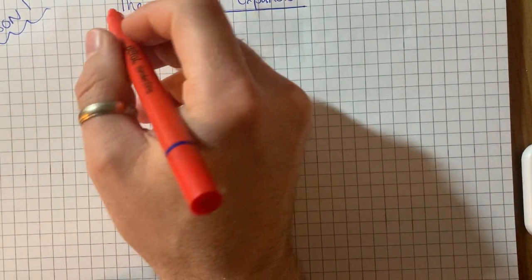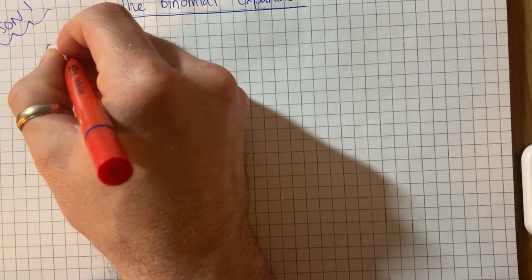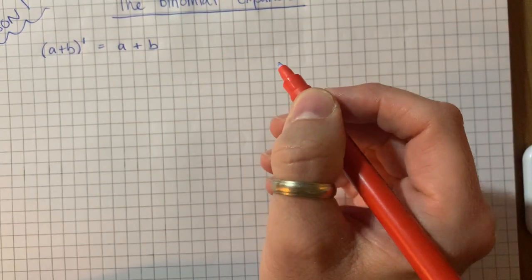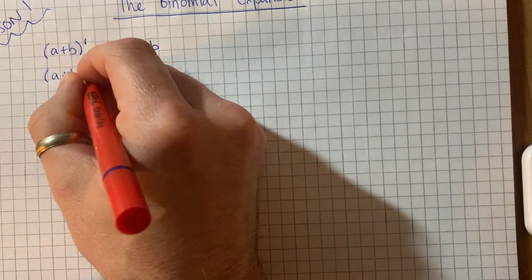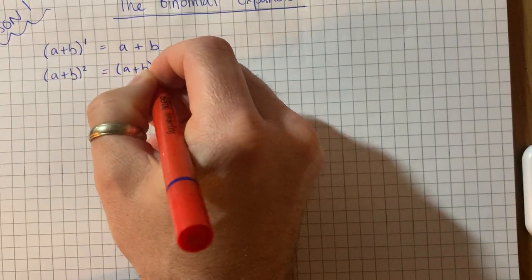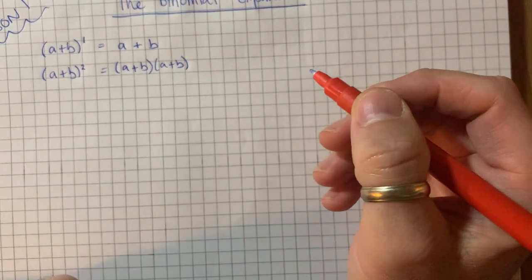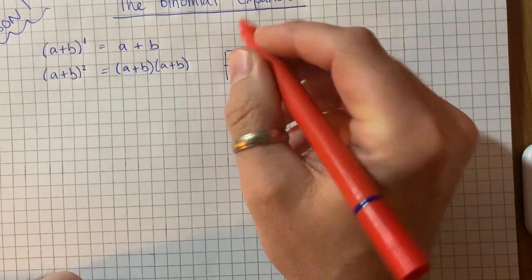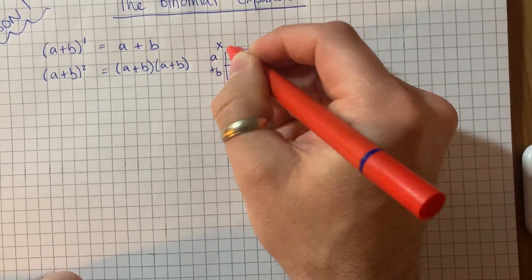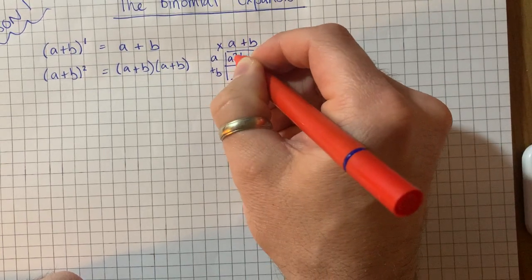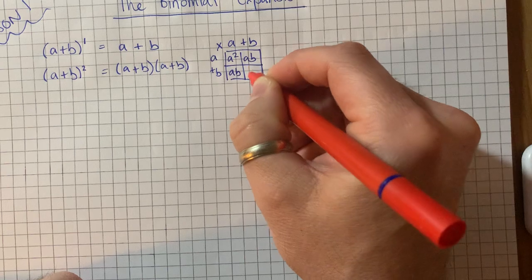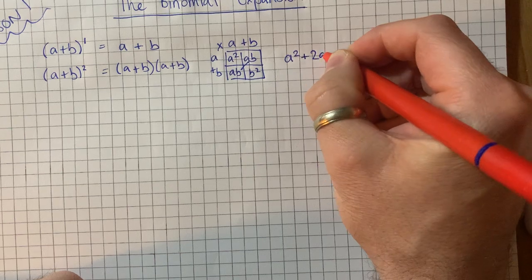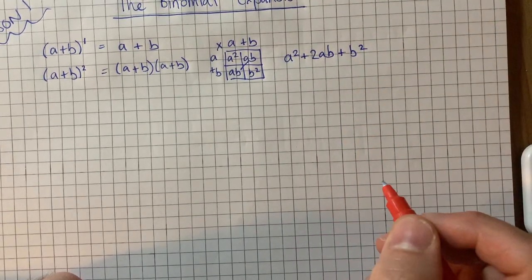So if we take a plus b to the power of 1, well, that's just a plus b, obviously. Then what about a plus b squared, which is a plus b times a plus b? Well, there are a variety of methods for expanding brackets. We'll use my preferred method, which is the box method. So we have a plus b times a plus b, giving us a squared, ab, ab, b squared. Adding down the diagonal, that gives us a squared plus 2ab plus b squared.